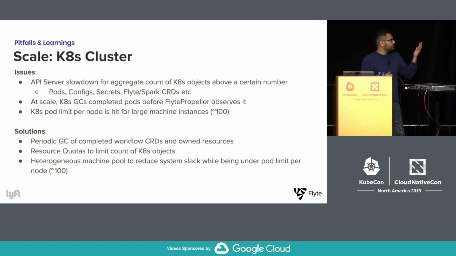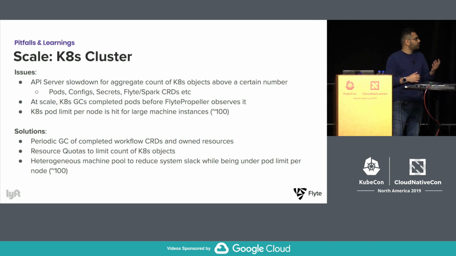The overall aggregate count of Kubernetes resources can be because of the pods we are creating for various tasks or workflows in the system, or the workflow CRDs or any dependent CRDs like Spark CRDs we create for Spark tasks, or any other Kubernetes system level resources like config maps, secrets, etc.